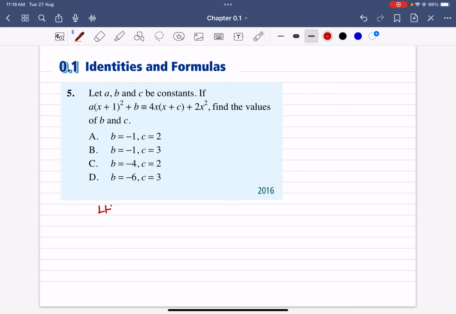So for the left hand side, you can get a times, remove this bracket first, you can use the identity to do so, plus b. So the left hand side is ax squared plus 2ax plus, and then bracket a plus b. Why I put a bracket here is to show that this is the whole constant term. And for the right hand side, you can remove the bracket.